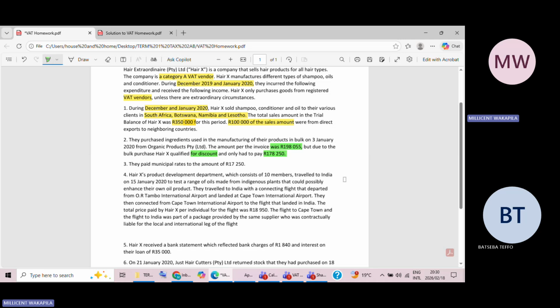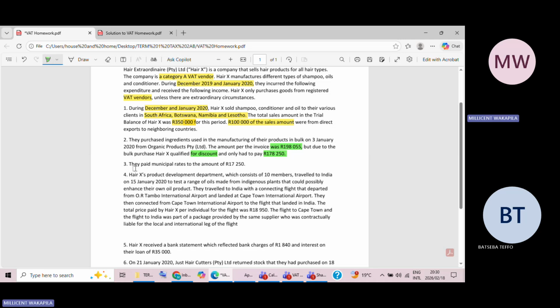So here for the purchases, we can all agree that when you're purchasing, you're taking goods inside your business, right? So when you're getting goods inside your business, you're going to have to claim that input, right? So now you'd have to say 178 multiplied by 15%, right?